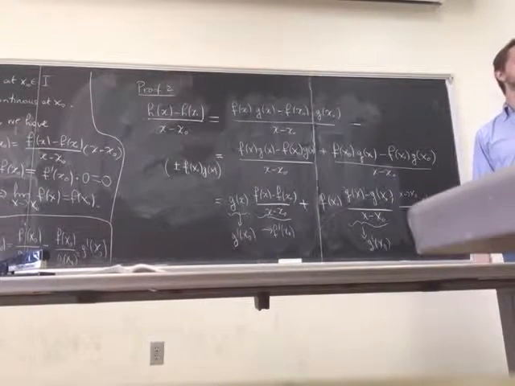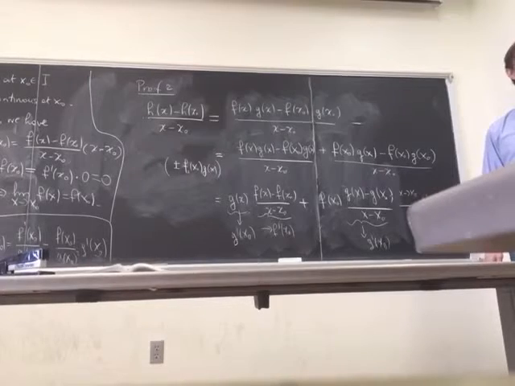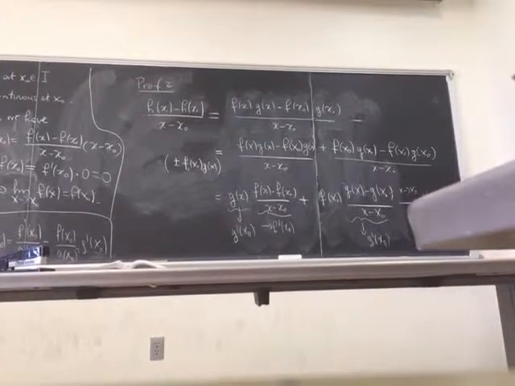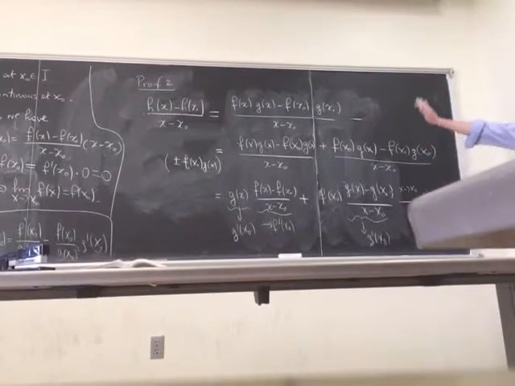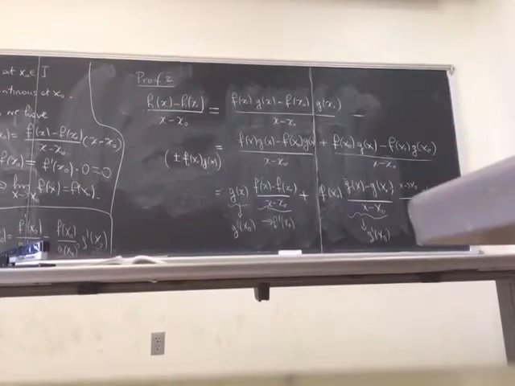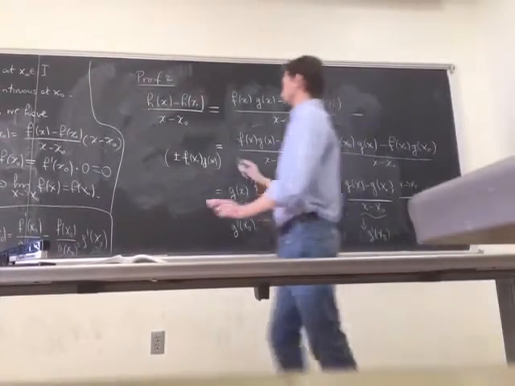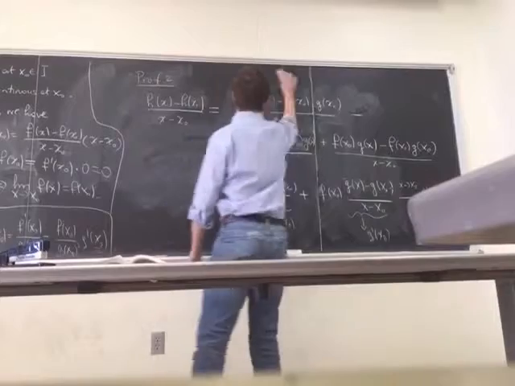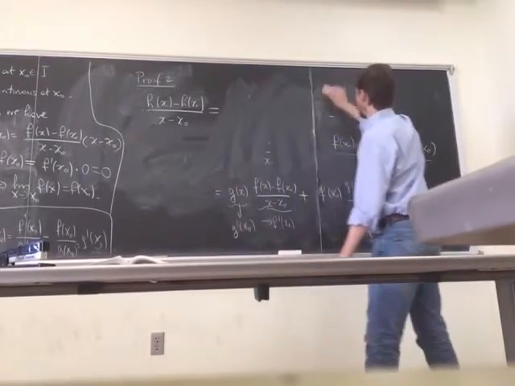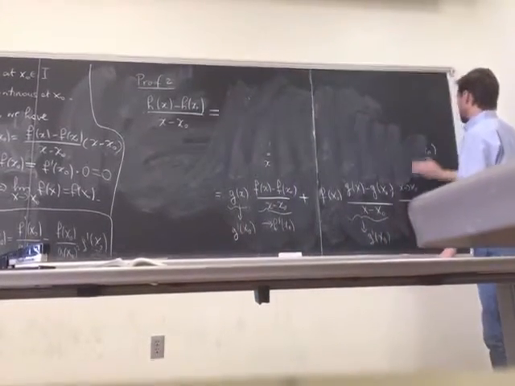So is it clear now? Can I erase it? Okay. So now let's move to the proof of 3. Now the function h will be the ratio of f and g.